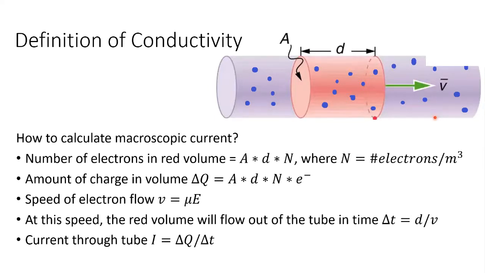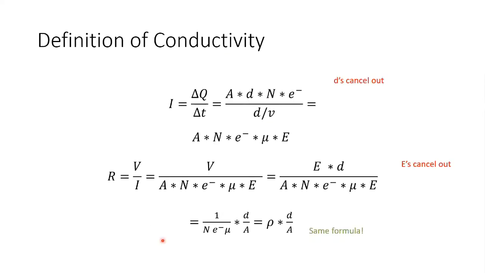But look at what we have done here. We know the amount of charge in this cylinder, and we also know the amount of time that it takes for it to travel through. So we know delta Q and delta t, which means we now know the current, I. So if we now pull our formulas all together in one place, we can see that the current I, in terms of the microscopic values, is the area of the wire times the number of electrons per unit volume times electronic charge times mu times electric field E.